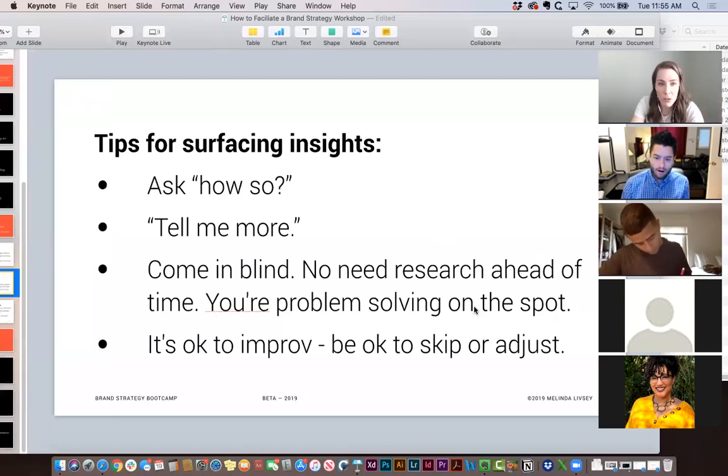The point of strategy sessions is that you understand your client. They don't just feel understood, but you actually do understand them. You want to understand them. So asking questions like how so really helps. Tell me more. Just keep getting deeper and deeper and deeper into whatever it is they're trying to share.